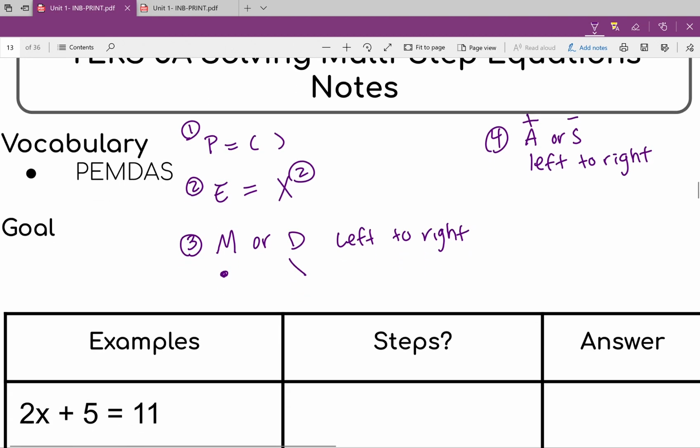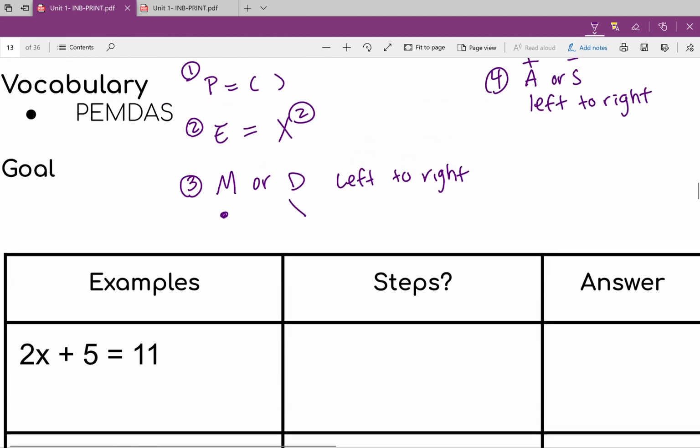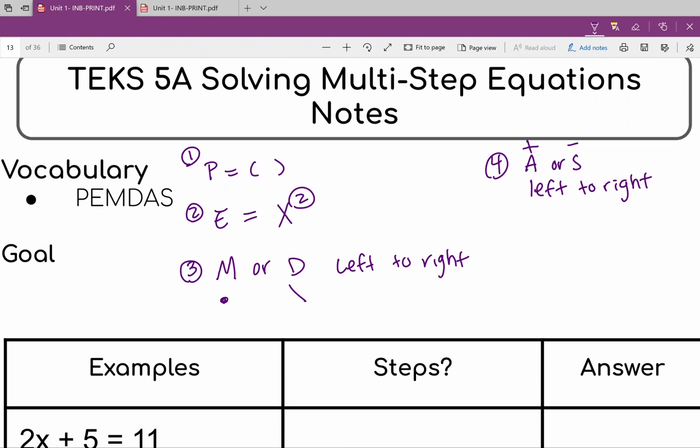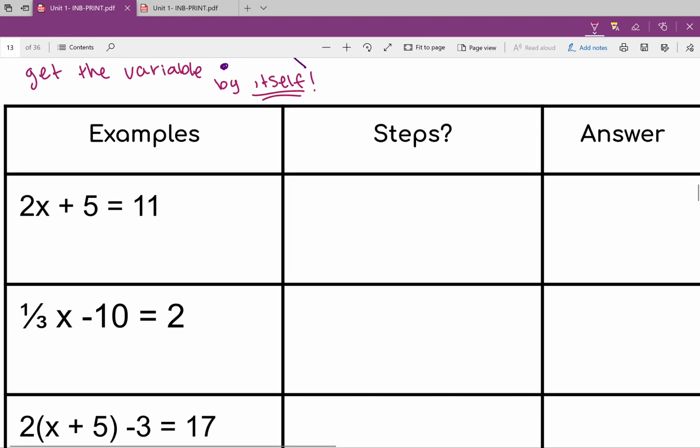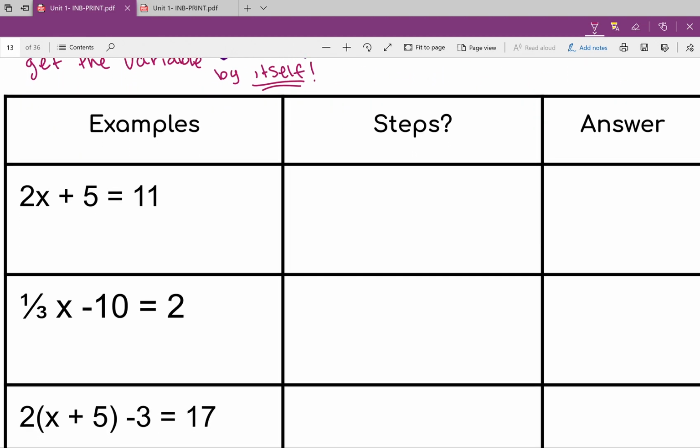Okay, so let's look at an example. Oh, real quick, I forgot the goal. Our goal, same as one-step equations, is to get the variable by itself. That's our goal, same as last time. In multi-step equations, we're going to have to do more than one step to get x by itself.